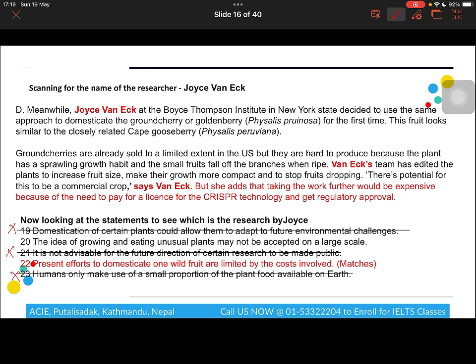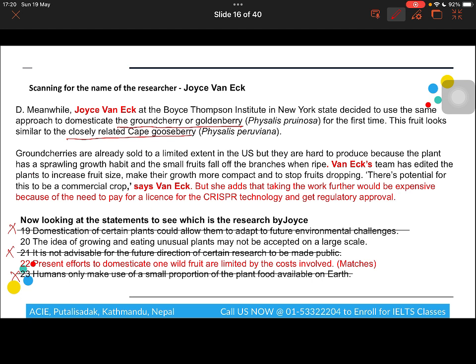Meanwhile, Joyce Van Eck at the Boyce Thompson Institute in New York State decided to use the same approach to domesticate the ground cherry or golden berry. For the first time, this fruit looks similar to the closely related Cape gooseberry. Okay. Ground cherries are already sold to a limited extent in the US, but they're hard to produce because the plant has a sprawling growth habit and the small fruits fall off the branches when ripe. Van Eck's team has edited the plants to increase fruit size, make their growth more compact, and to stop fruits dropping. Okay, there is potential for this to be a commercial crop, but she adds that taking the work further would be expensive because of the need to pay for a license for the CRISPR technology and get regulatory approval.